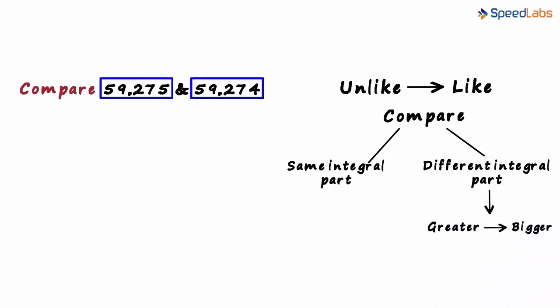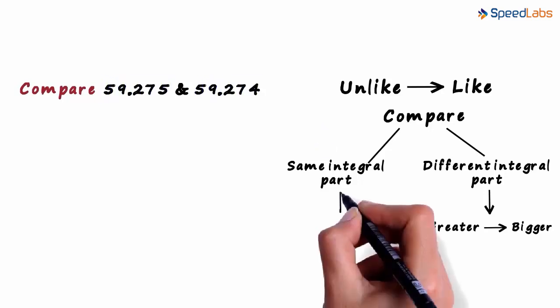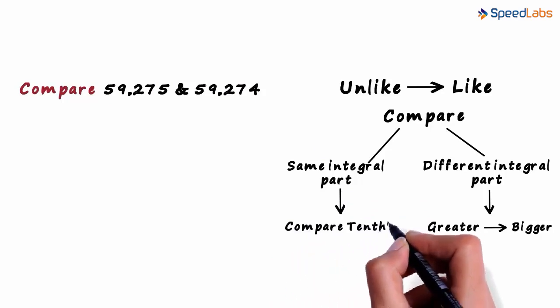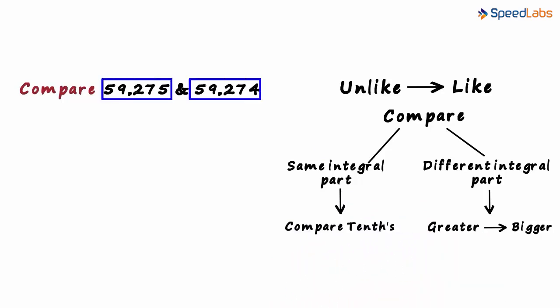Look at the two decimal fractions we have. Both of them have the same integral part. If they have the same integral part, we move on to the decimal part. First, we compare the digits in the tenth place. The tenth place in both the decimal fractions contains a 2.